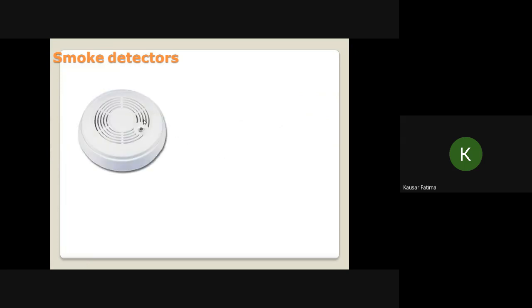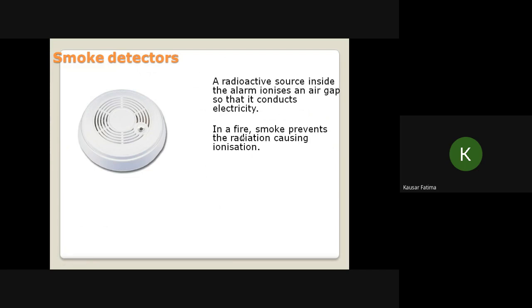Another use: the smoke detector. They look like this, and they have an alpha source. Why alpha? Because alpha particles are good at ionizing the air. Inside the gap, there will be some radioactive source, usually an alpha emitter, and the ionized air will conduct electricity. In the next slide, you will see the diagram. In a fire, smoke prevents the radiation causing ionization. The drop in the electric current sets off the alarm.